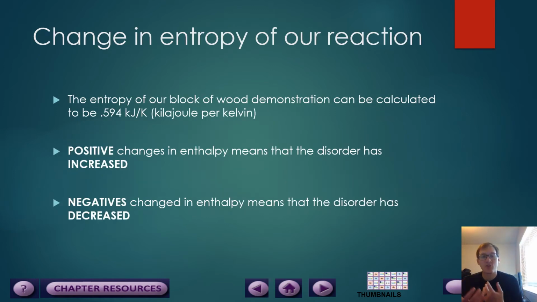Okay, so the entropy of our block of wood demonstration can be calculated to be 0.594 kilojoules per Kelvin. So like I said, positive changes in enthalpy means that, actually those should both say entropy. I'm going to need to change that for future reference, but those should say entropy. So positive changes in entropy means that the disorder has increased. Negative changes in entropy mean that the disorder has decreased. So make sure, don't write enthalpy, write entropy. I'll change it for future reference, but don't want to stop the video right this second.